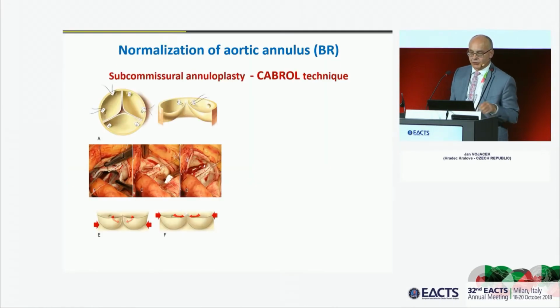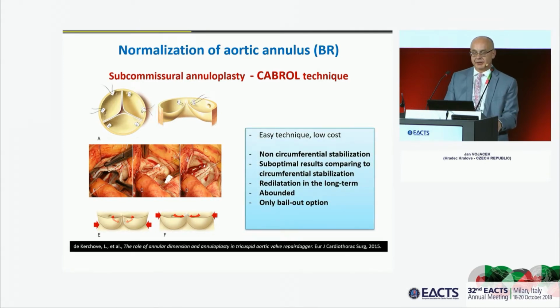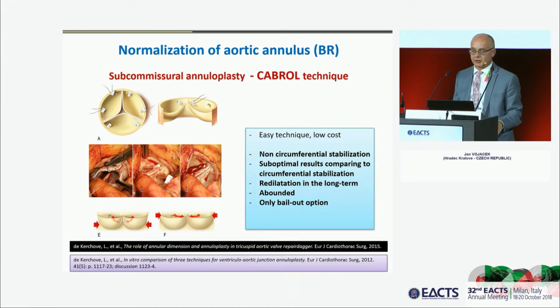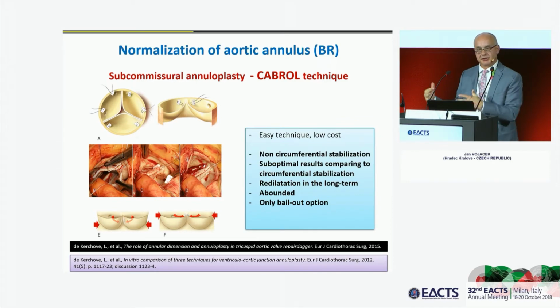Well, this is for root remodeling, and I would like to briefly mention also the case of isolated aortic valve repair. First, you have to deal with a dilated aortic annulus. There are a few options. First is subcommissural annuloplasty, the so-called Cabrol technique. But even though this technique is very easy and low cost, it doesn't provide a circumferential stabilization of the aortic annulus, and there is a tendency for redilatation and a risk of redo, and that's why it should be abandoned and left only for bailout options.